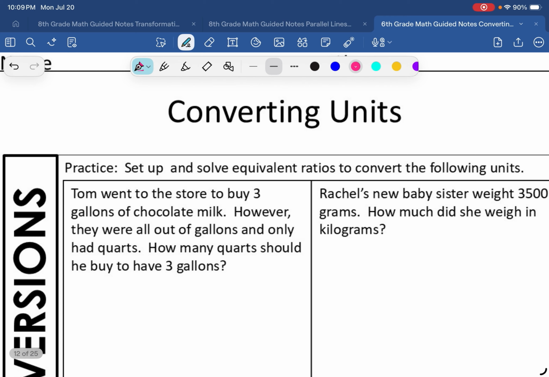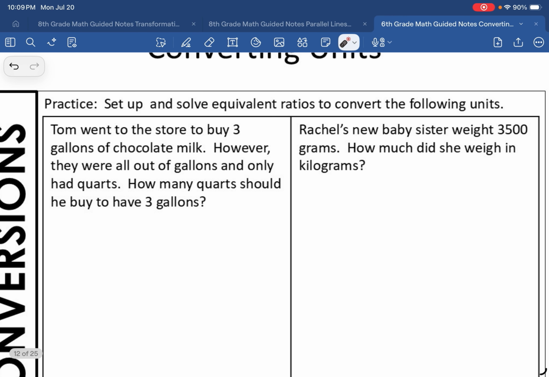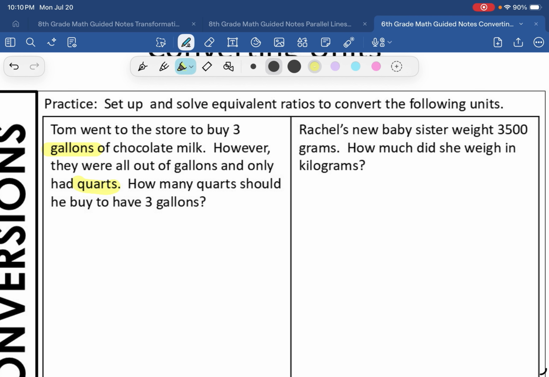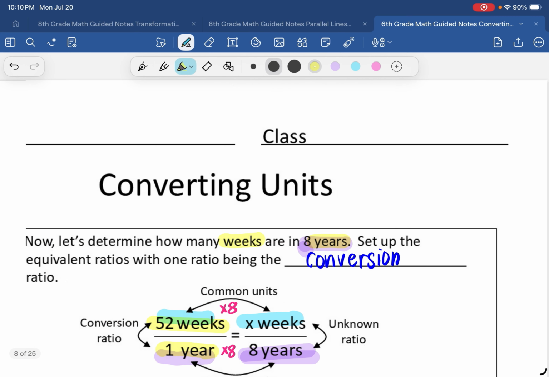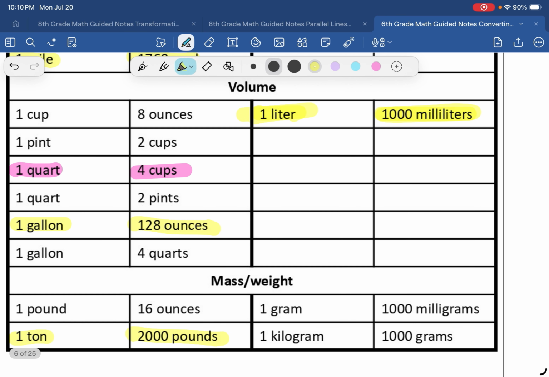Practice. Set up and solve equivalent ratios to convert the following units. Tom went to the store to buy 3 gallons of chocolate milk. However, they were all out of gallons and only had quarts. How many quarts should he buy to have 3 gallons? So my conversion units are gallons and quarts. So we can go back and check the relationship between gallons and quarts, and that is a volume right here. 1 gallon is 4 quarts.